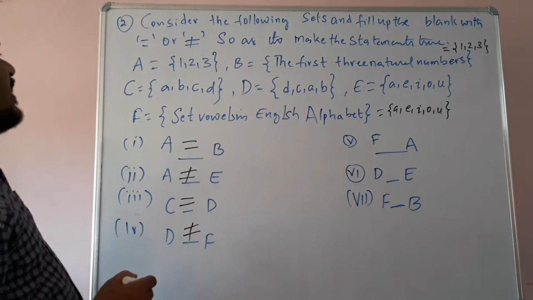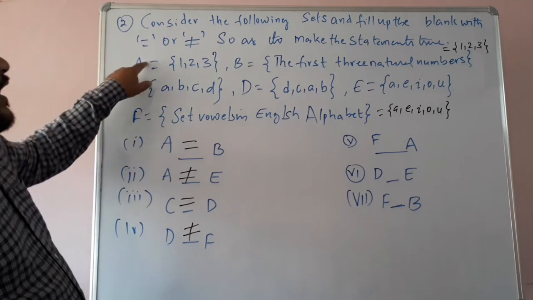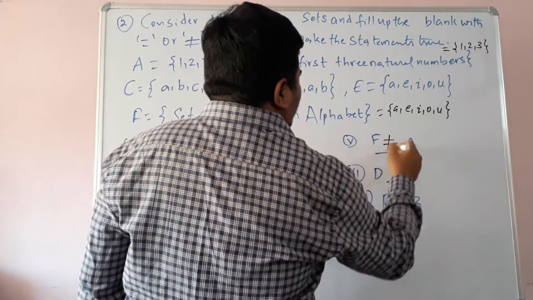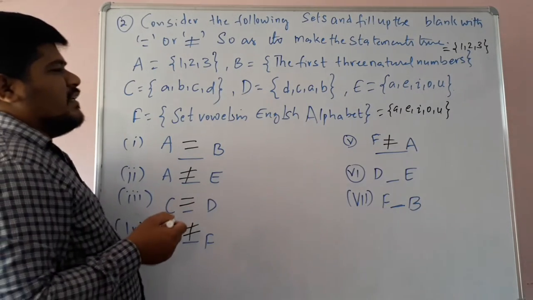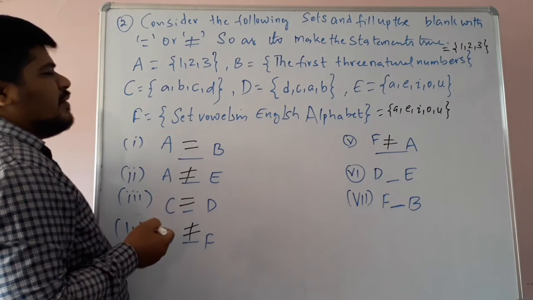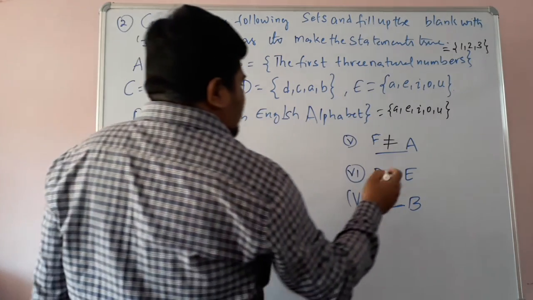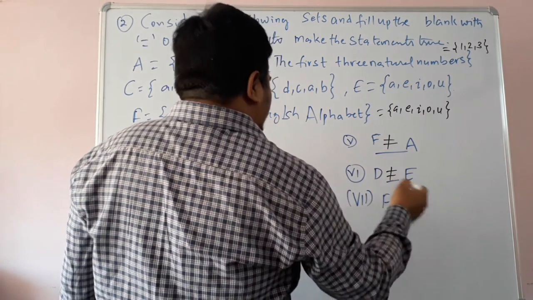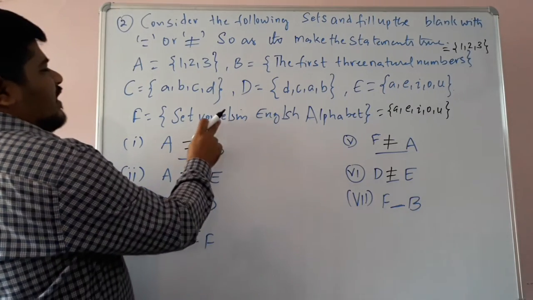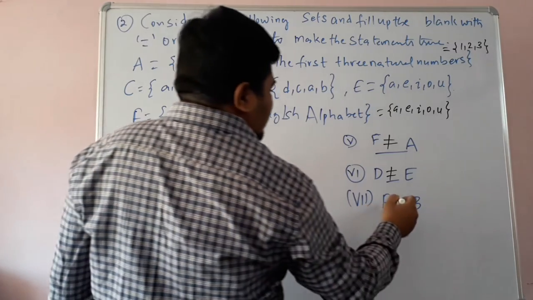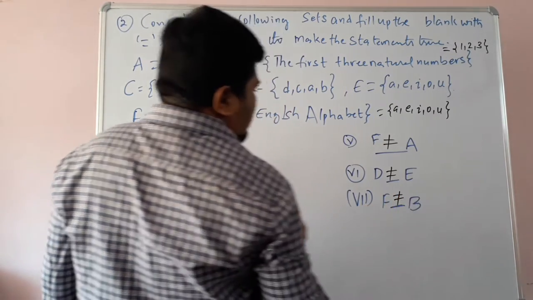Yeah. F dash A. F is what? A, E, I, O, U. A is {1, 2, 3}. Both are not having the same elements. So F is not equal to A. D dash E. So D is what? D, C, A, B. What is E? A, E, I, O, U. Still both are not equal because they are not having the same elements. And F dash B. F is A, E, I, O, U. B is the first three natural numbers, that is 1, 2, 3. Both are not having the equal elements. So here the not equal to symbol we have to use.